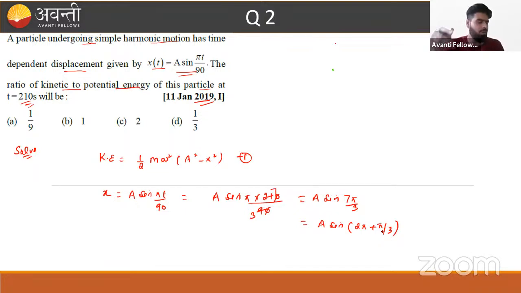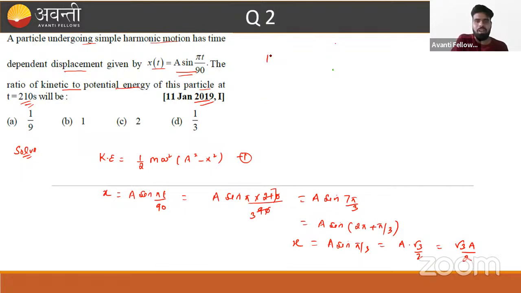Give me a thumbs up if I can write 7 pi by 3 as 2 pi plus pi by 3. And sine of 2 pi plus theta, with theta in the first quadrant, is sine theta. So this is nothing but sine pi by 3. We will get the value of displacement. We know sine pi by 3 is root 3 by 2, so x equals root 3 by 2 into A.